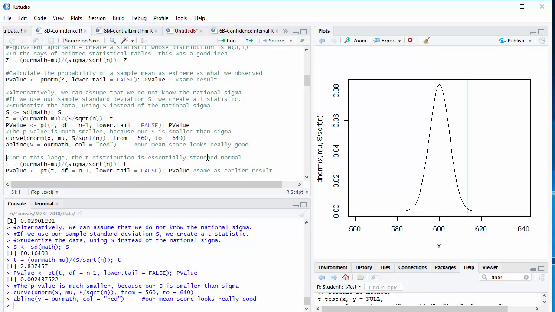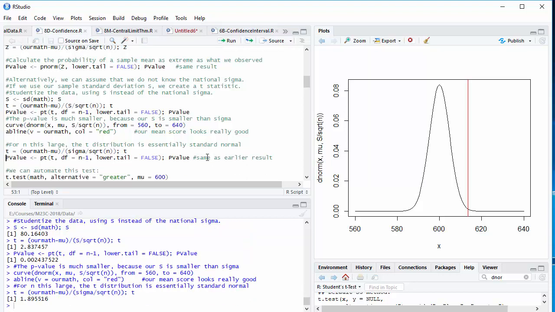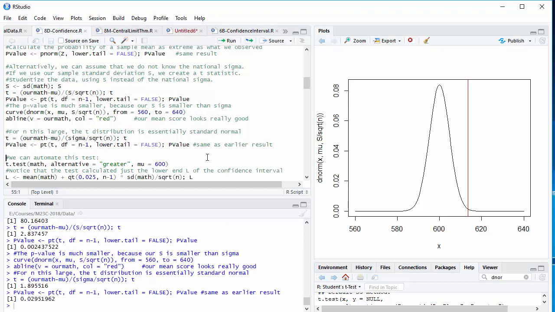Now, I used a student t-distribution, but I hope you figured out that when n is large, the student t-distribution is essentially the same as the normal distribution. So if I compute the p-value from the student t-distribution, I will get the same result, and I would get the same result if I'd gone ahead and used a normal distribution. The test that's automated, though, is the student t-test. Took me a while to figure out.